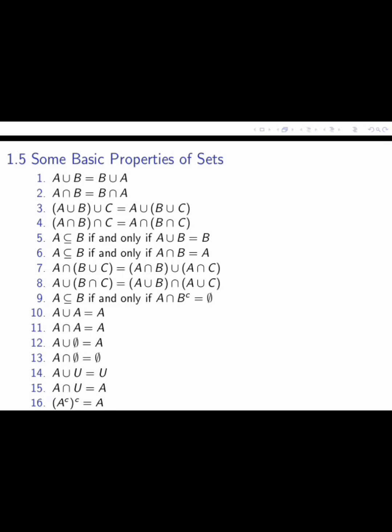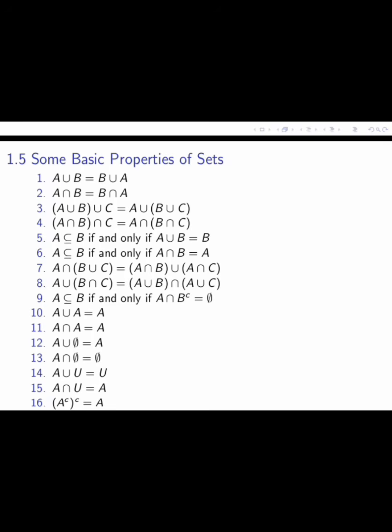Number 12, if you take union of an empty set, you get that set back. If you take intersection of an empty set, you are going to get empty set. Please take note of 12 and 13. Most people usually confuse 12 and 13 a lot. Reason is, if you take union of an empty set, you get back that set. But if you take intersection of a set and an empty set, intersection means common terms, and there is nothing common between empty and a real set. So the set is empty.